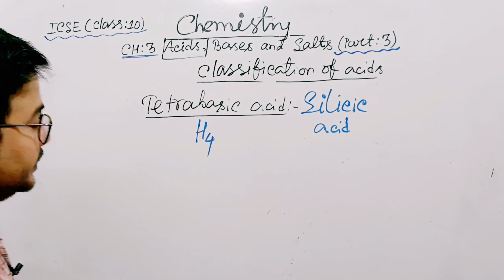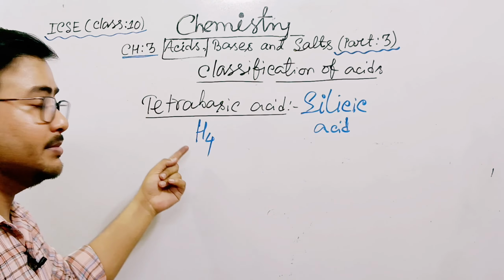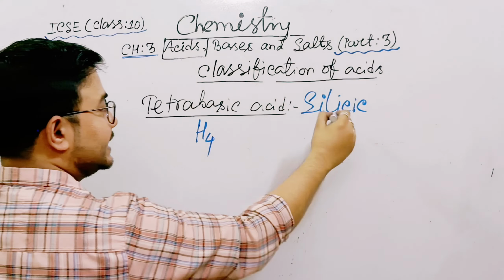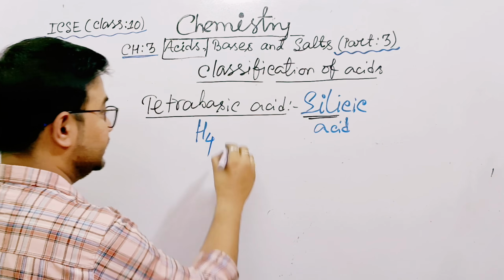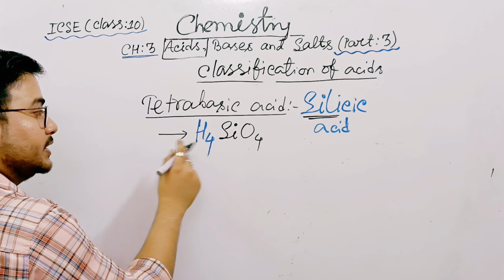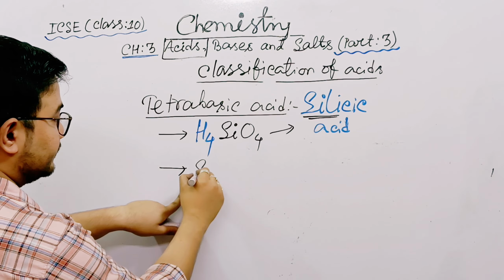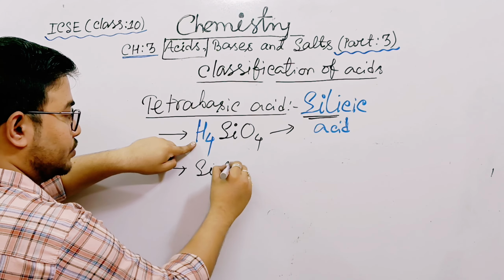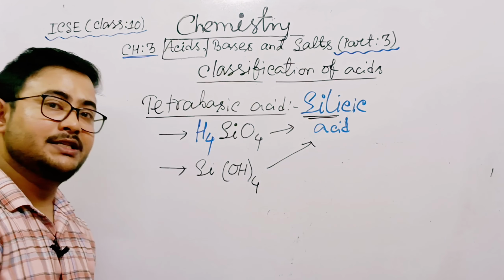Okay, now the formula of silicic acid. Silicic acid means tetrabasic, so tetrabasic means how many hydrogen? 4. So done. Silicic came from silicon, so SiO4 with 4 hydrogen. You can write it in this way, or you can write it in this way also: see Si, how many O? 4. How many H? 4. So Si(OH)4 you can write also. Both are the same, both are silicic acid.